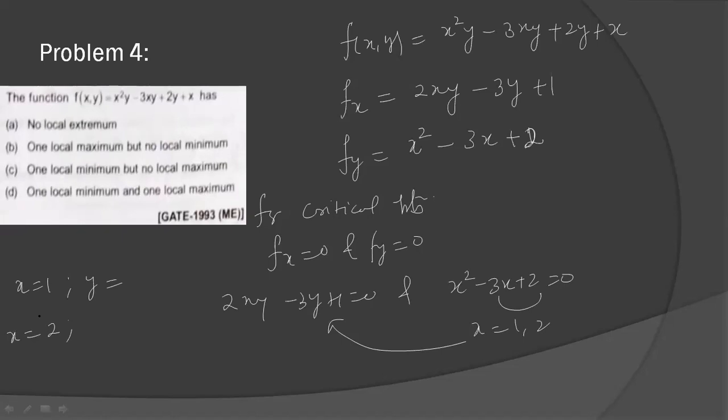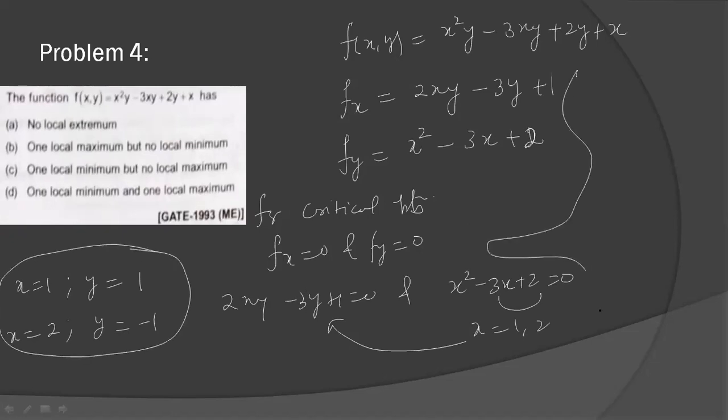Now put x equal to 1. If you put x equal to 1, your y will be 1. You can check it. And when you put x equal to 2, you will get y equal to minus 1. Now we have the critical points.